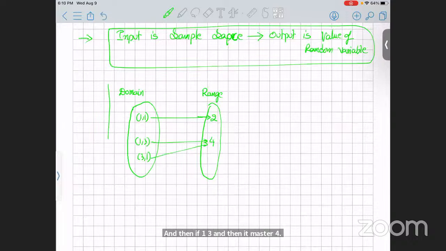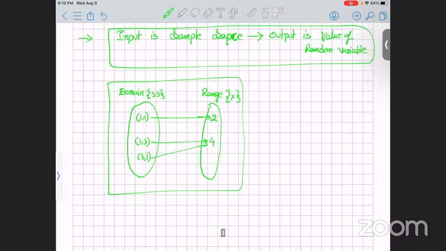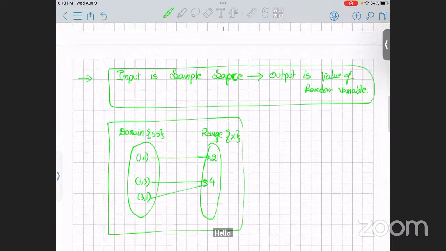Clear? Yes, sir. So converting, the input is the sample space and the output is the value of the random variable X. Okay, sir. Clear, everyone? Yeah, clear. So, sir, the output is the sum of the domain.